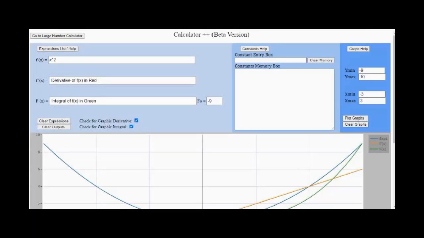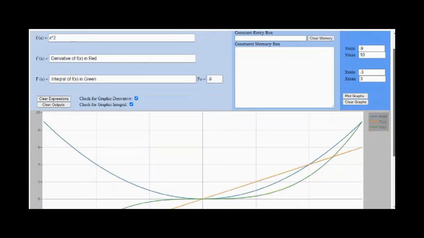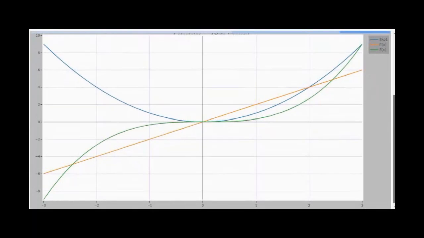Notice in the upper right-hand corner of the graph is a color code for each of the 3 graphs. Blue for the initial expression, which is in this case x squared, and red for the derivative. The graph of the derivative is red, and green for the integral.